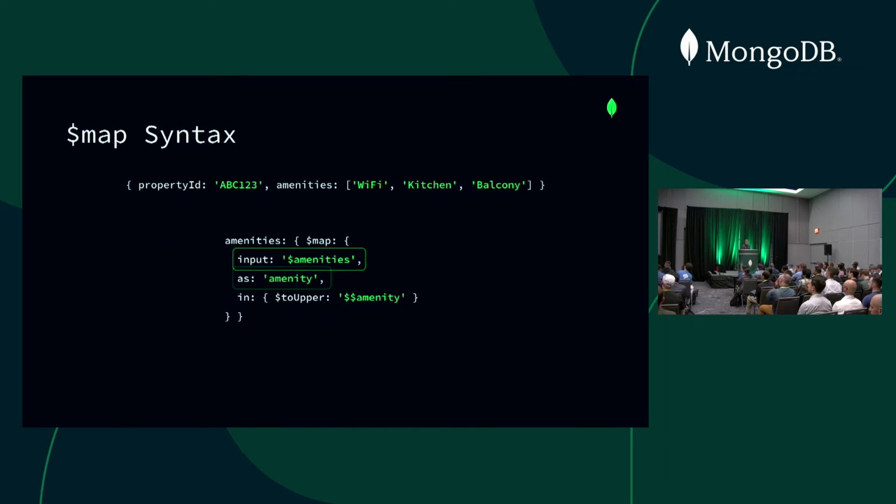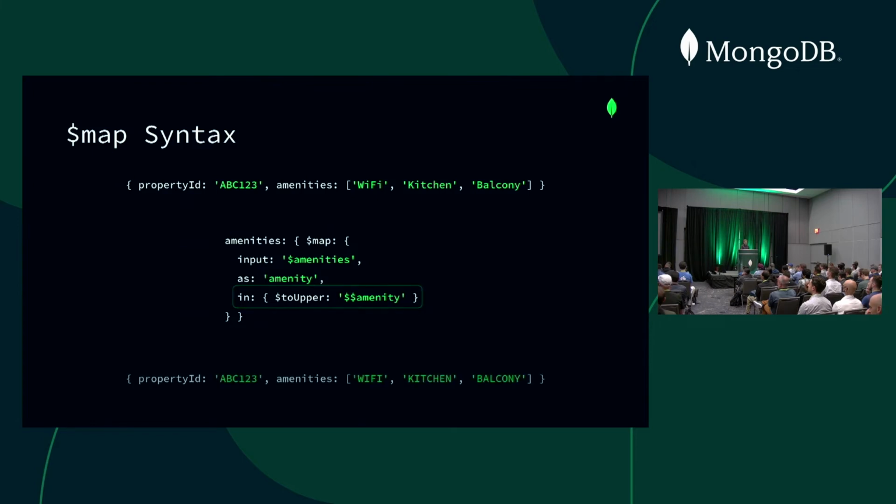Your next field is going to be as, and think about this like a for each expression in code, where you just want to give a local variable name to each of the elements within your overall array. And so I've just very simply called that amenity. If you don't include as, it will call it $this within the in field. And this is where the core of the stage is found. This is the logic that you're going to be applying to each of the elements within the array that will then feed into the new array.